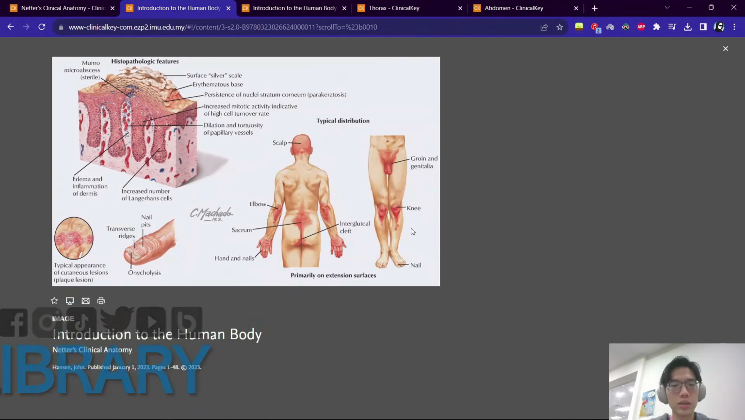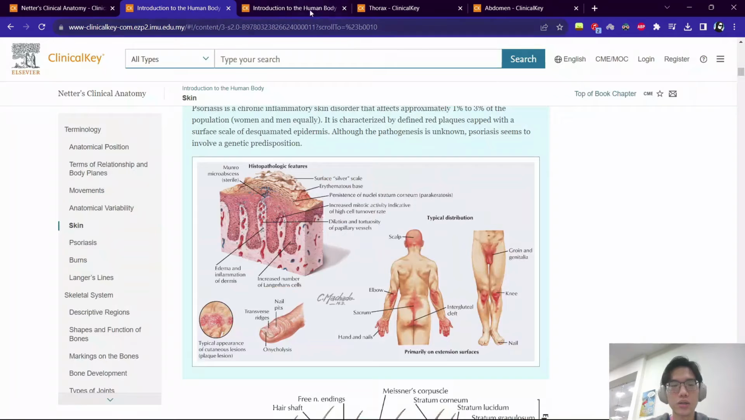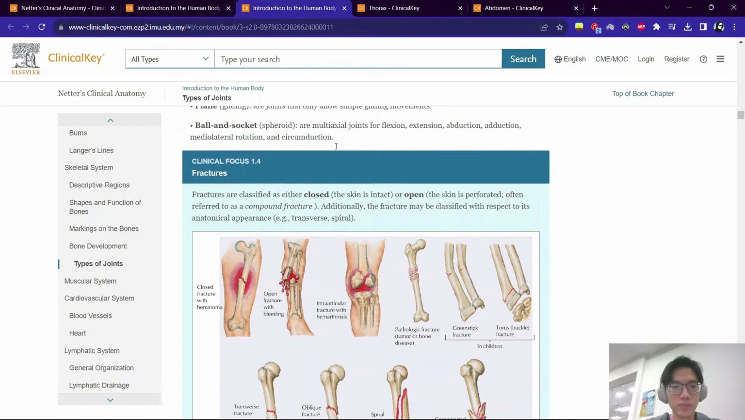Okay, so the next part would be these clinical focus boxes, which should teach us about the key points of the chapter. So say you are currently revising for your exam and you have no time to read the entire book, or you have read the entire book before and it's now close to your exam and you want to have a short revision, you can just read the clinical focus points, which should be stuff that will be more likely to come out in our exams.